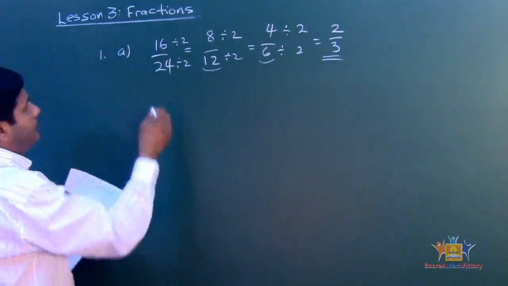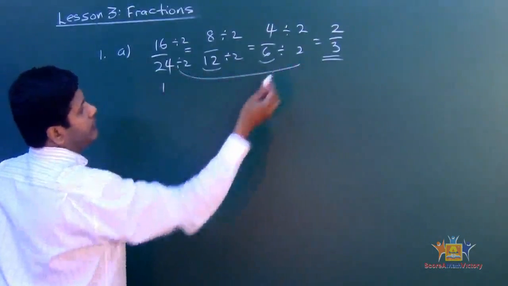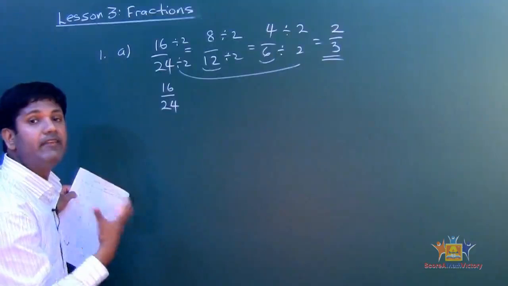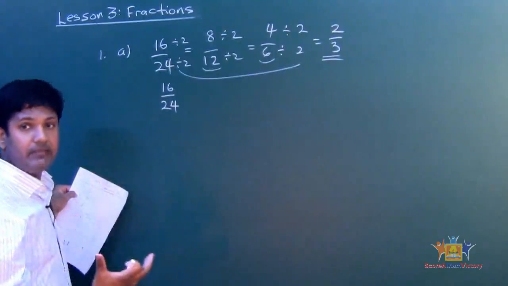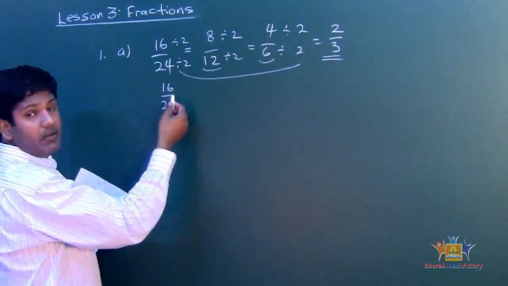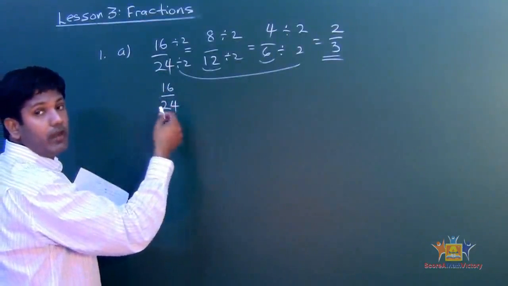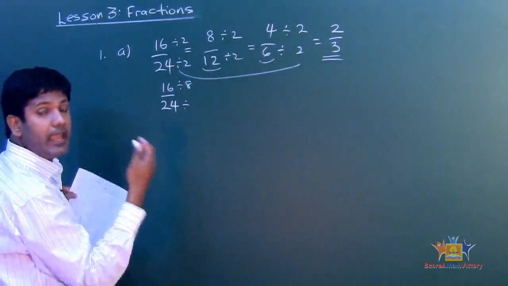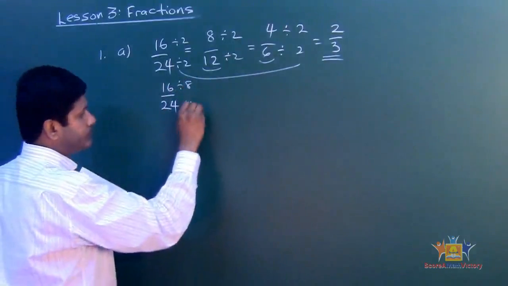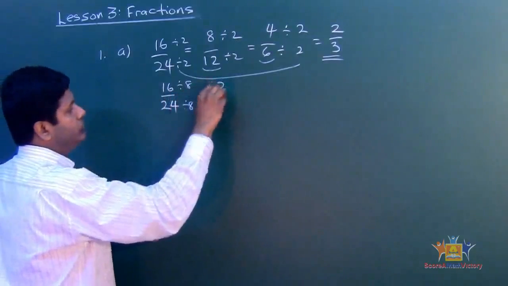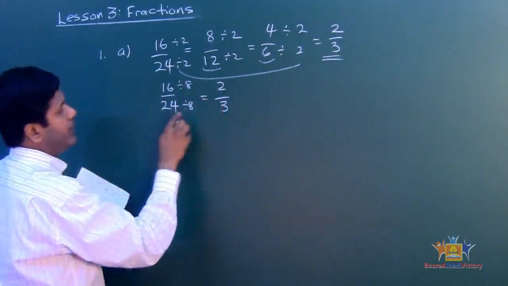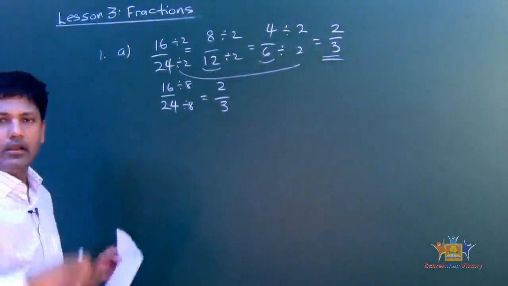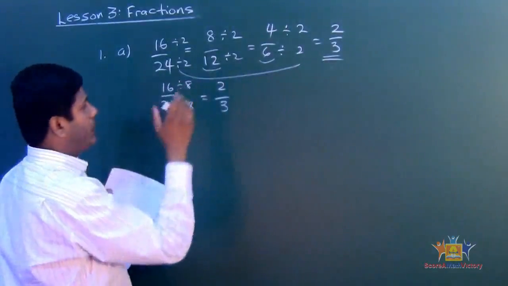Now, for example, we can bypass all this if we know a number that 16 and 24 can both be divided by. How about 8 from our times table? We know that 16 can be divided by 8 because 8 times 2 is 16. And 24 by 8 because 8 times 3 is 24. So 16 divided by 8 is 2, 24 divided by 8 is 3. See that? We went straight to the answer. So we bypassed that.